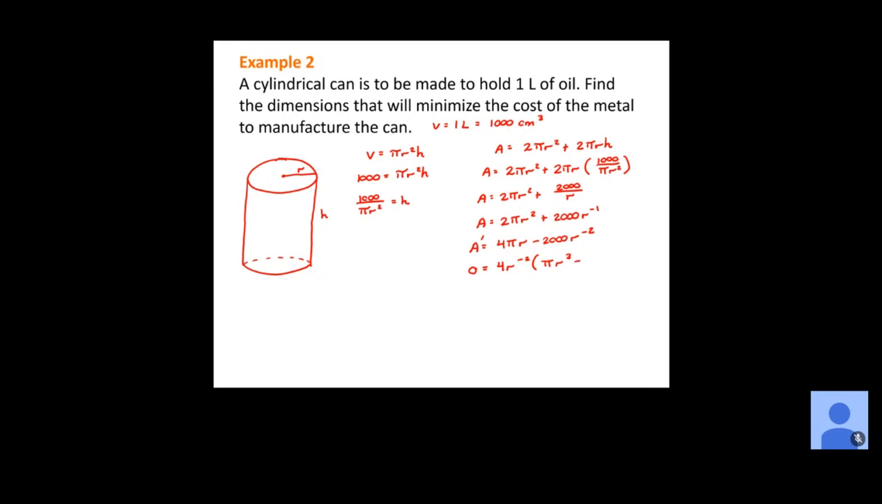Then we have our minus. We factored out 4, and we factored out r to the negative 2. So that's going to leave us with 500. Perfect. Any questions about the factoring there?